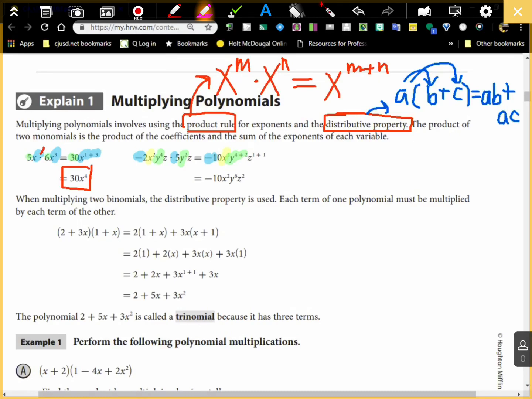And then z shows up twice, and both times you don't see an exponent. When you don't see an exponent on a variable, it's an exponent of 1. And so that's where they got z to the 1 plus 1 from. So overall, that simplifies down to negative 10, x squared, y to the 6, z squared.